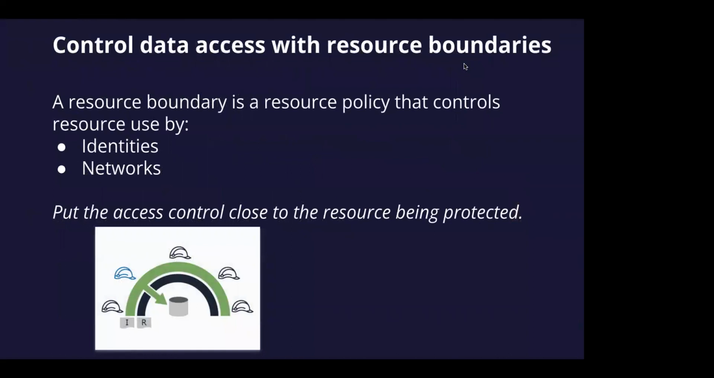So as I mentioned, a resource boundary is a resource policy that controls access to the resource, and it allows certain identities, and it allows certain networks potentially. And the idea is that you put the access control close to the resource being protected. So I call this the least privilege rainbow, and we've got our data store in the center. And even though there's a bunch of identities, a bunch of IAM principals that may have access to pull everything from S3, this resource boundary, whether it's implemented on S3 or KMS, allows only one of those principals access, because the defense is actually placed at the data level.